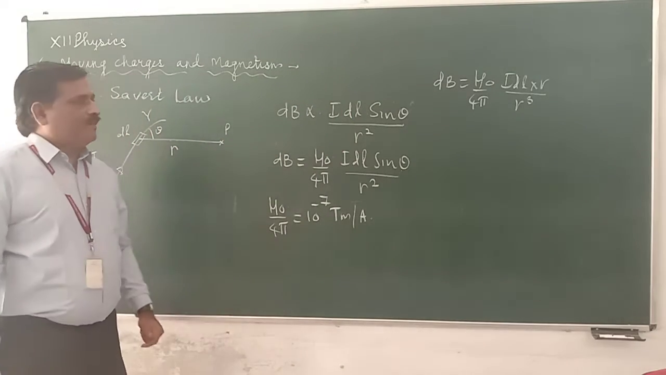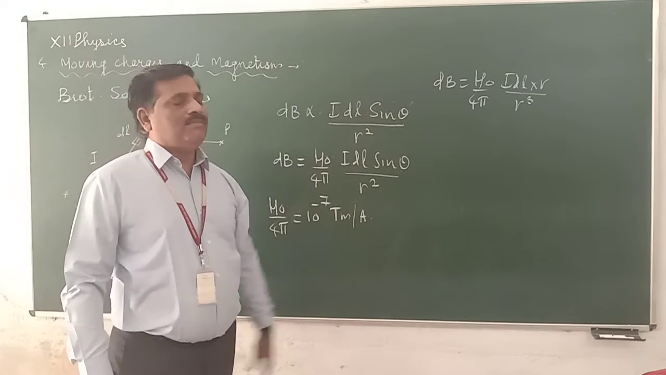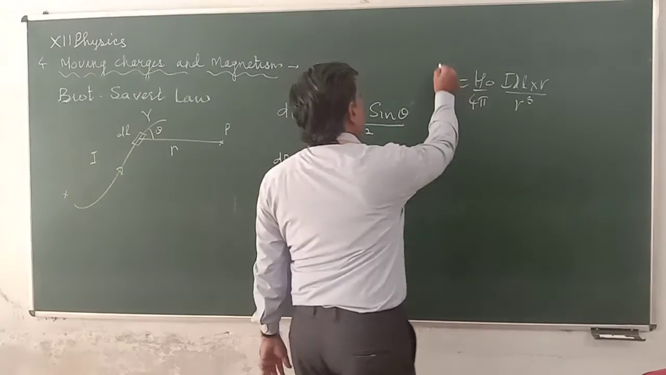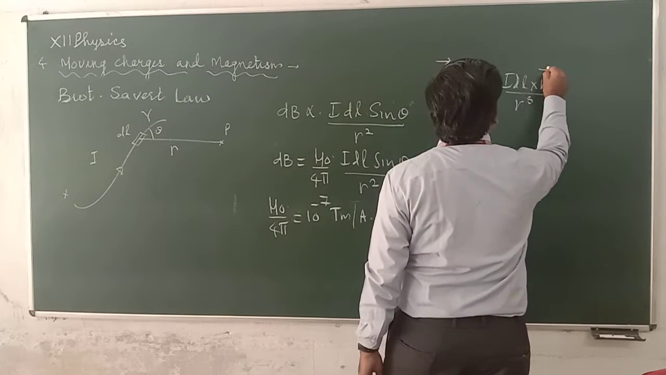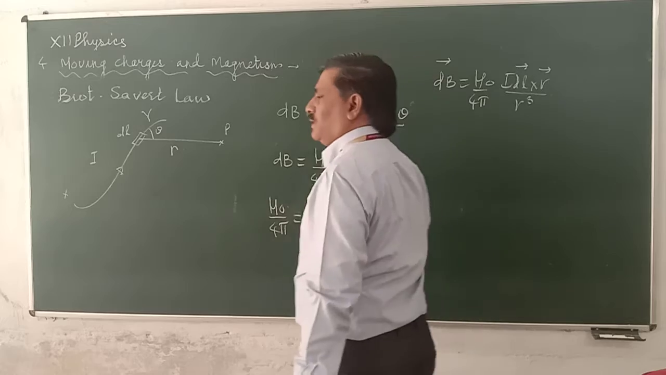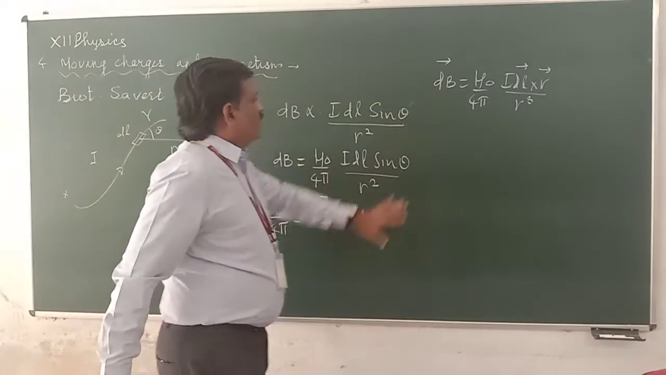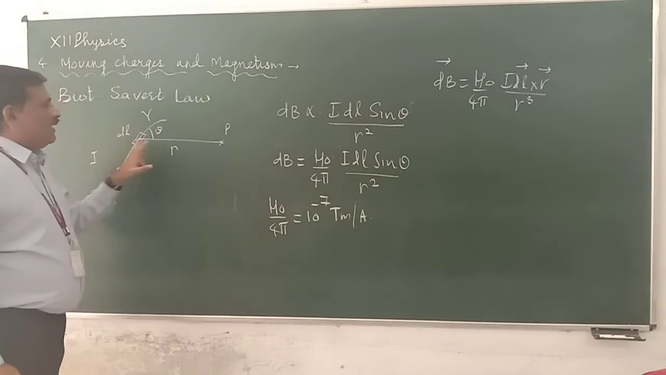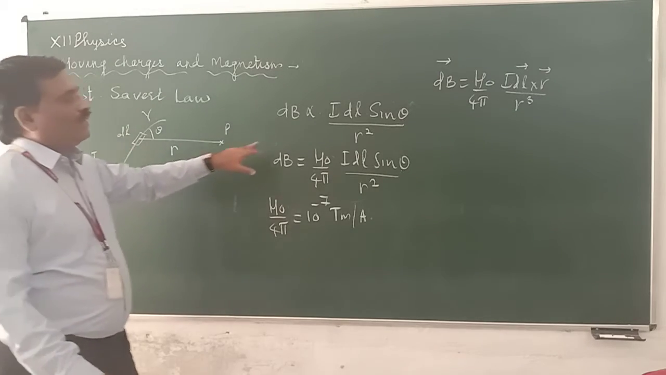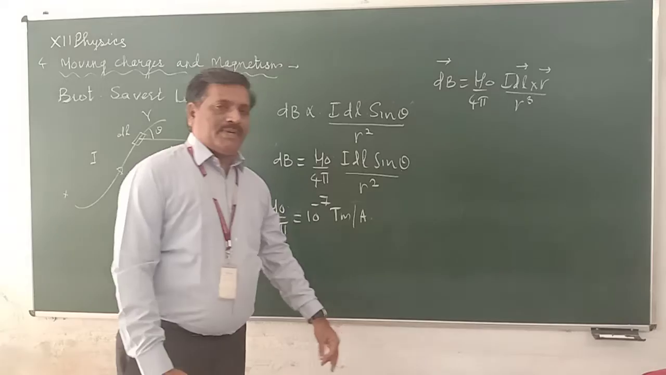Here r is the displacement vector, as we call it. So this becomes the Biot and Savart law in vector form. These all are vector quantities. We can easily see that dB is perpendicular to both dl and r, because in the cross product the result is perpendicular to both of them.